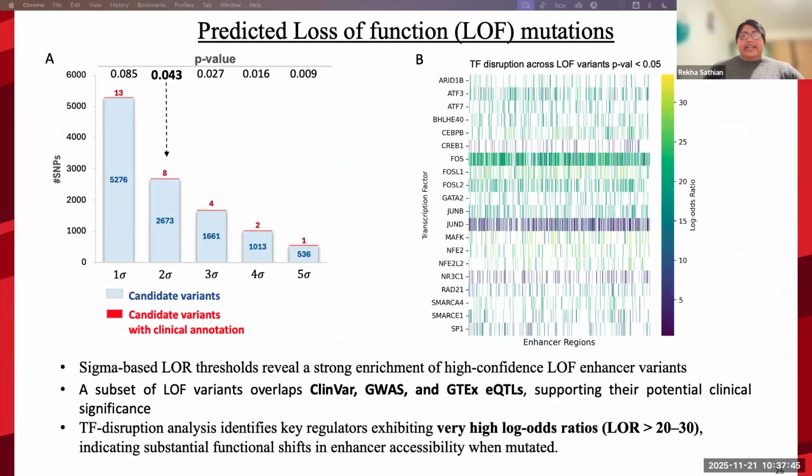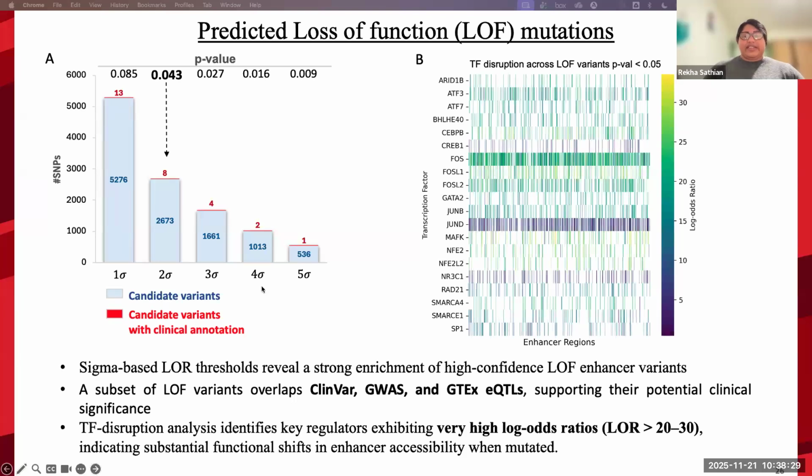Our model predicts several candidate loss of function variants. We applied an FDR threshold to the log odds ratio distribution and defined the empirical p-values. And with a cutoff of p-value less than 0.05, we identified significant candidate loss of function variants with high impact on regulatory regions. To connect these predictions to biology and disease, we then overlapped the loss of function variants with ClinVar, GWAS, and GTEx eQTLs and identified, with the cutoff, 8 of them as clinically significant or with reported significance, adding an important layer of clinical grounding to the prediction.